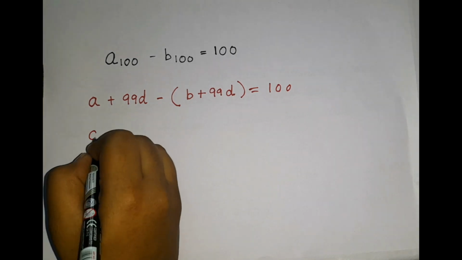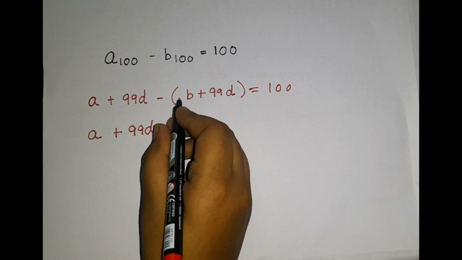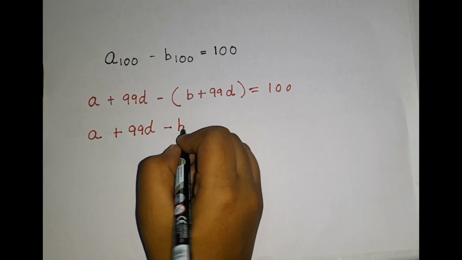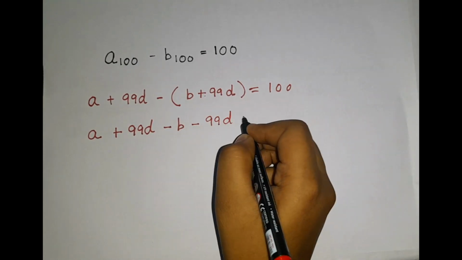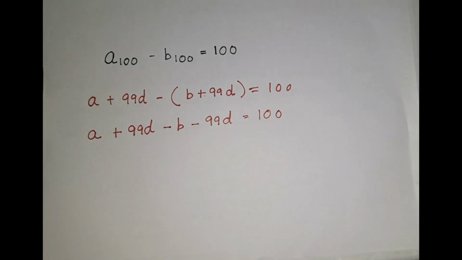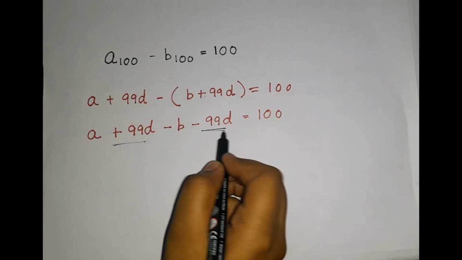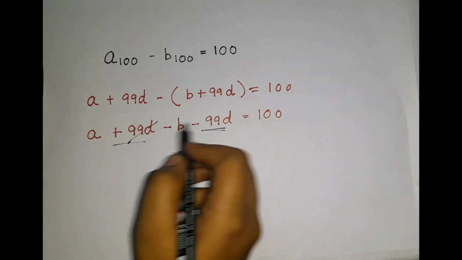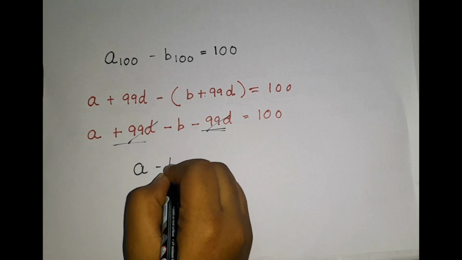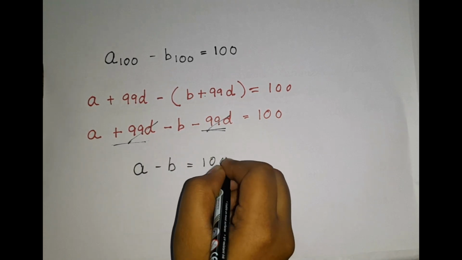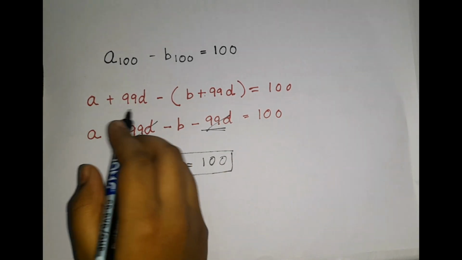Now let us write A as it is plus 99D, minus into plus is minus, so minus B, minus into plus is minus 99D, is equal to 100. Now here we have plus 99D and here we have minus 99D, so we can cancel them. Let us write the rest of the values, that is A minus B is equal to 100. So we got this value when we applied this.